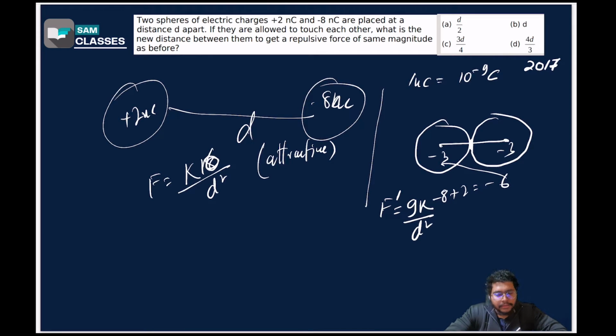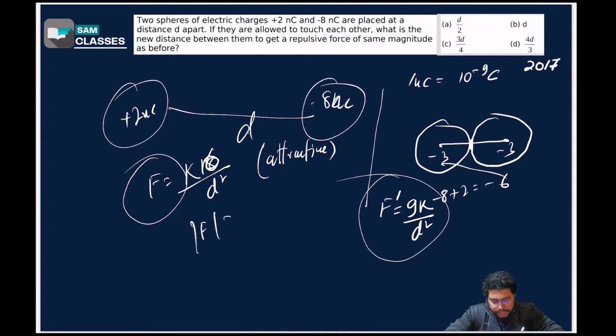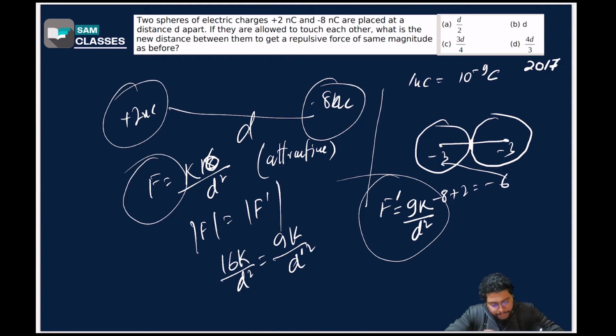Now what is the difference? What they're asking is, what is the new distance between them to get a repulsive force of the same magnitude? So this force and this force have the same value, so mod of this force is equal to mod of this force. Done. So what we can do: 16k by d square is equal to 9k by d dash square, because that is the other distance. So what will we get?